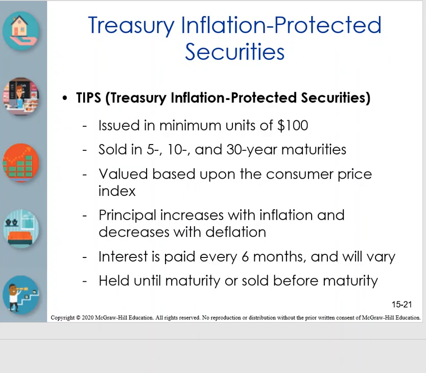In addition, another type of federal bond you can purchase is what's called TIPS, or Treasury Inflation Protection Securities. They're issued in minimum units of $100, but the idea with TIPS is that the principal of the bond will increase with inflation and will decrease with deflation. So when we have inflation, or the general rise of cost of goods and services, the value of your bond will go up with that.